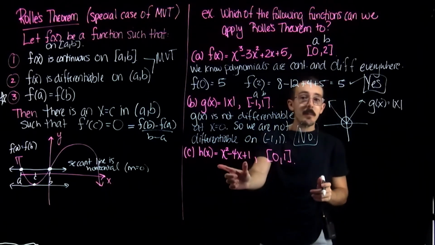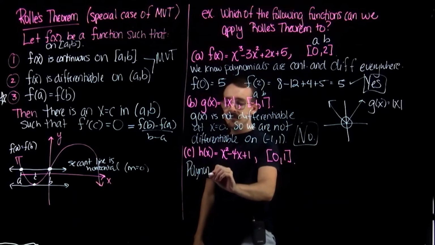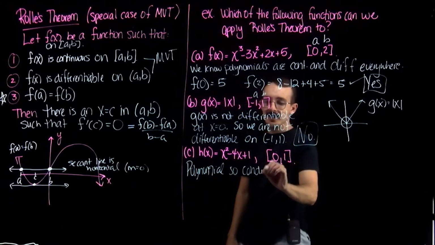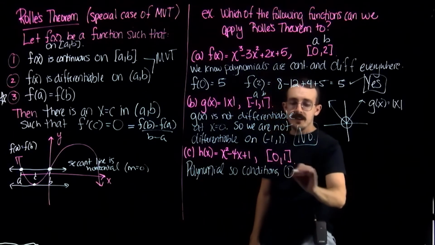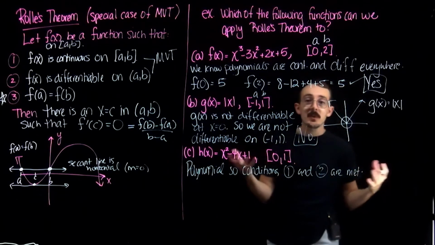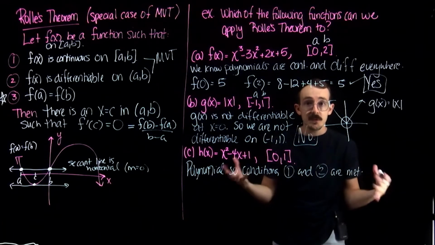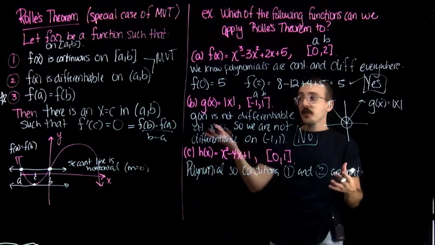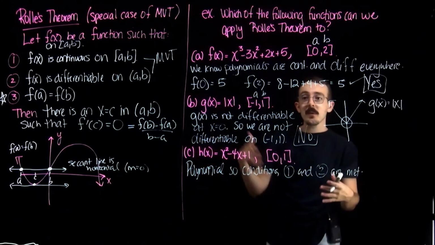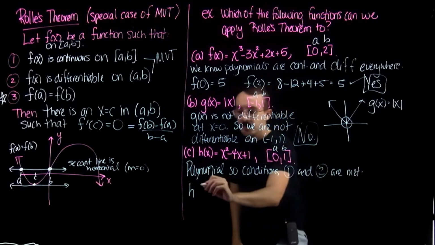So here we have another polynomial again. So we have a polynomial, so conditions 1 and 2 are met. I'm just using shorthand here, calling them 1 and 2. You should probably say continuous and differentiable. We'll use those words. We're just going to check the third condition now. So this would be fine. We could use the mean value theorem on it. But now we're going to check if we can use Rolle's theorem. So we're going to look at the endpoints here.